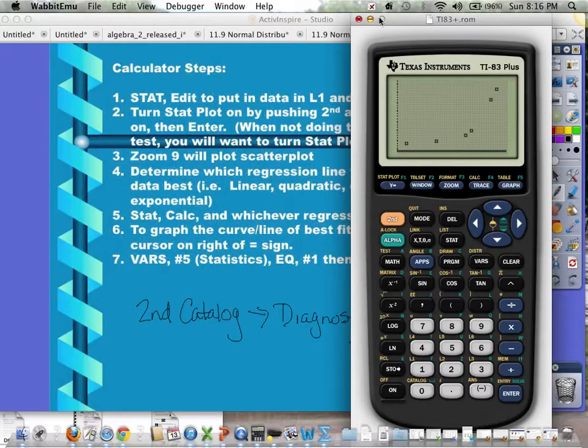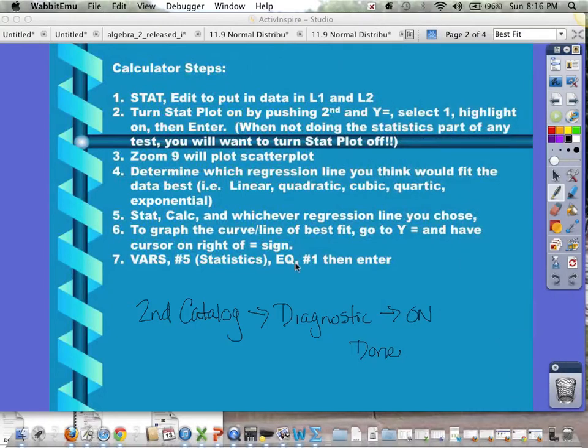And then once you have that, you will determine how to go from there. You want to make sure that you pick a line that will fit most of the data. So when you graph it, and we'll show you in a few minutes how to do it, you'll go to y equals and make sure that your cursor's on the right hand side of the equal sign. You'll push vars, number 5, which is statistics, up across the top EQ, number 1, and enter, and I think enter one more time. And it'll put that line in. So let's talk about it as we're doing it.